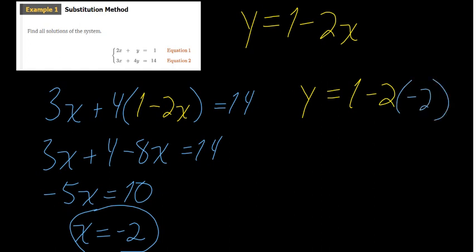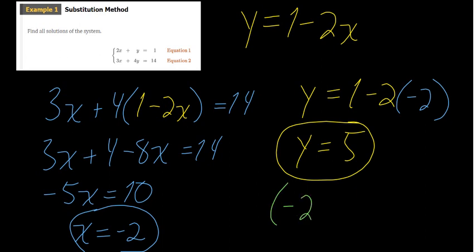And so if we solve here, we've got y is equal to, well, a negative 2 times a negative 2 is a positive 4. Positive 4 and a 1 is a 5. Okay. So my solution here will be the point negative 2, 5. And again, the negative 2 is the corresponding x value, and the 5 is the corresponding y value.